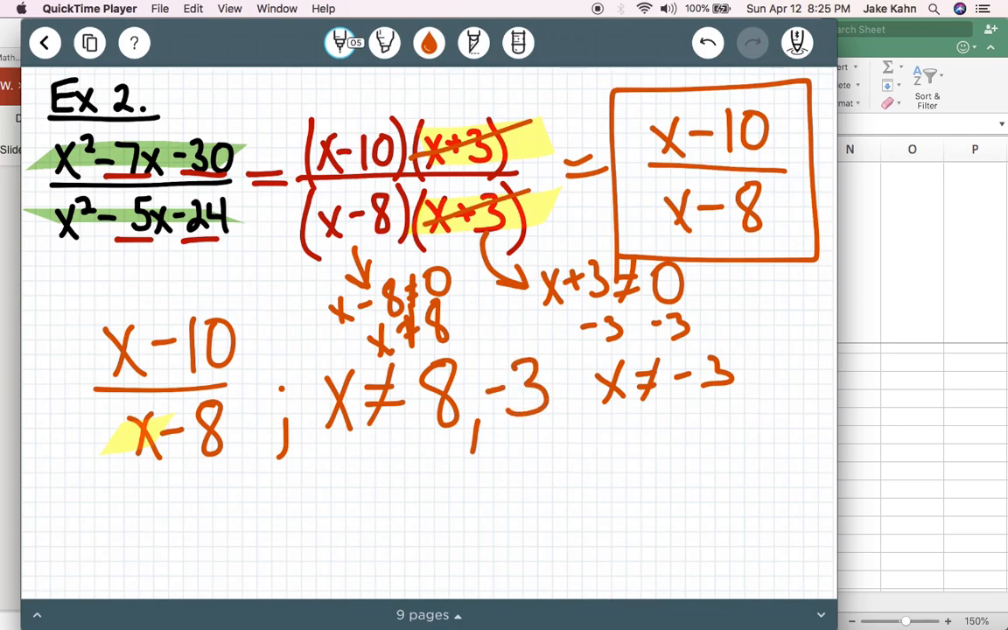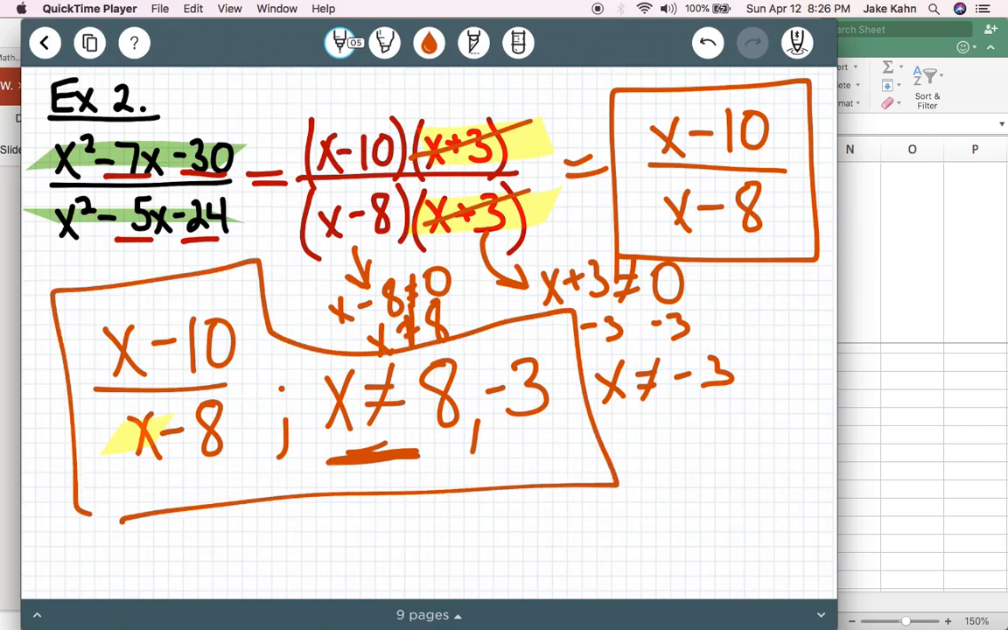You can just put on your classwork x not equal to 8 comma negative 3. And again, this part here, the x is not equal to, that's already on your classwork, so you don't have to type that. You would just type 8 comma negative 3. And that's your final answer.